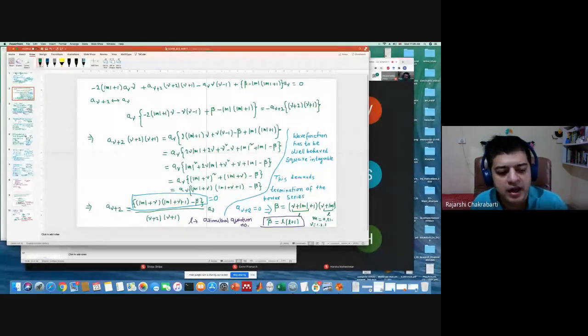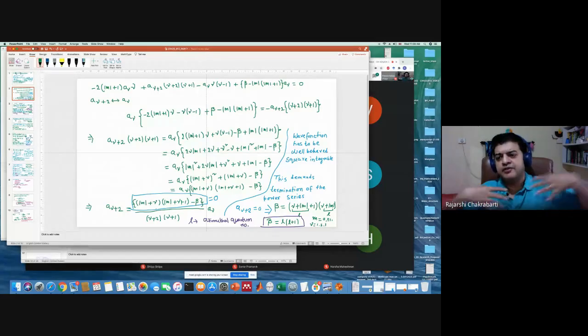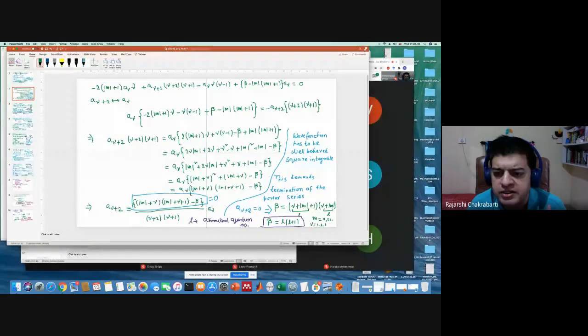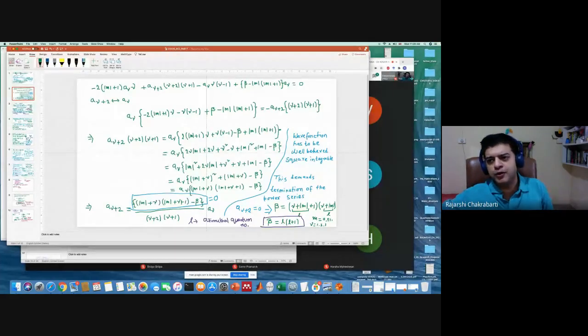So I know a nu plus 2 in terms of a nu, and then I say I cannot deal with an infinite series because my wave function has to be well behaved. It has to be square integrable. So the series I should truncate or terminate. I cannot go beyond a power in h. So let us assume that any power in h which is nu plus 2 onwards is 0.